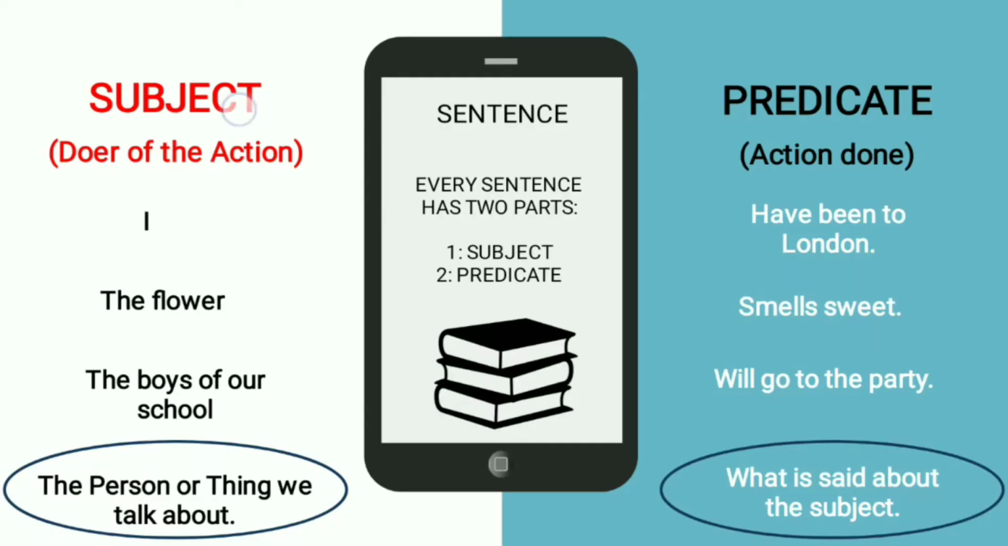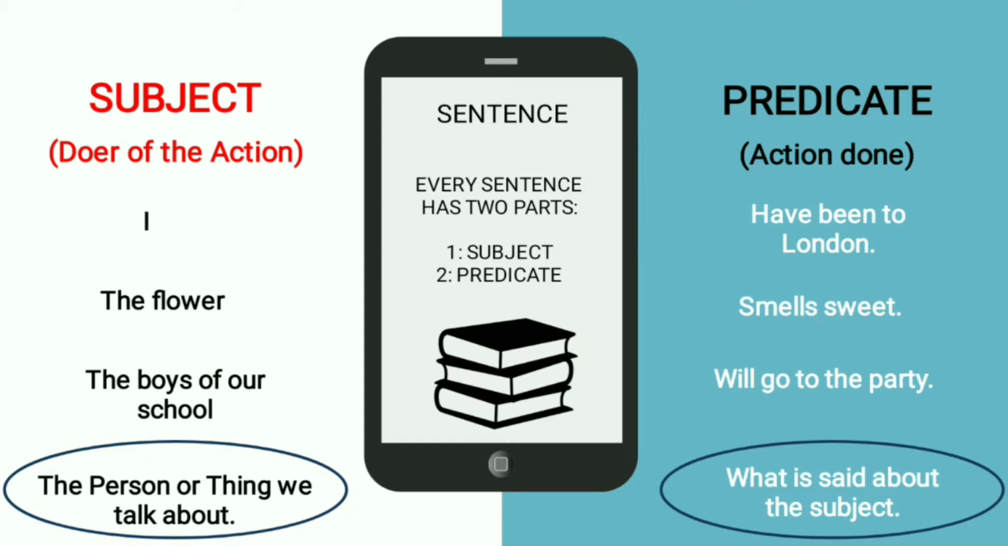How to identify a subject and a predicate in a sentence? First, we must know what a sentence is. A sentence is a group of words that makes complete sense, and every sentence has two parts, subject and predicate. The subject is the doer of the action. The person or thing we talk about is called the subject. Whereas predicate is the saying part of the sentence. That is, what is said about the subject is the predicate of the sentence.